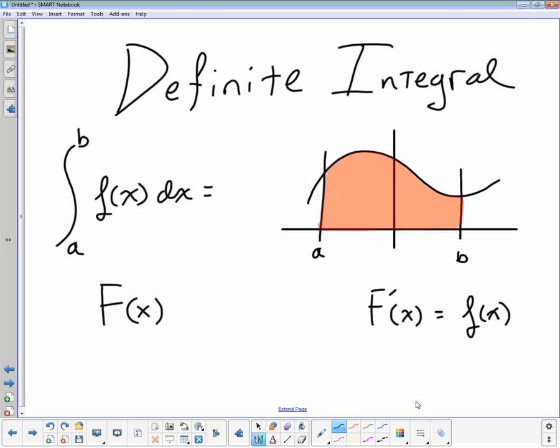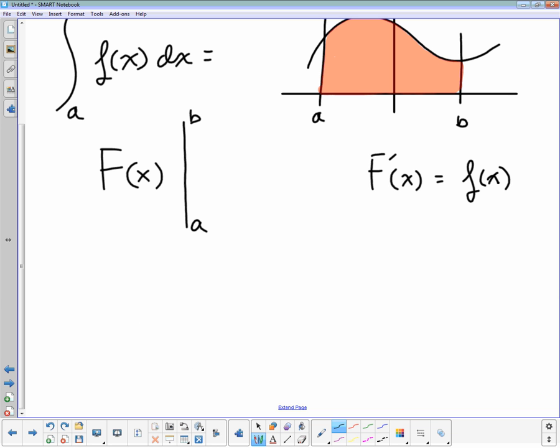And what we do is we evaluate it, and this is the notation. We evaluate this function at b and at a, and we wind up with the answer. So the process is take an integral, plug in the upper bound, and then plug in the lower bound and subtract them.